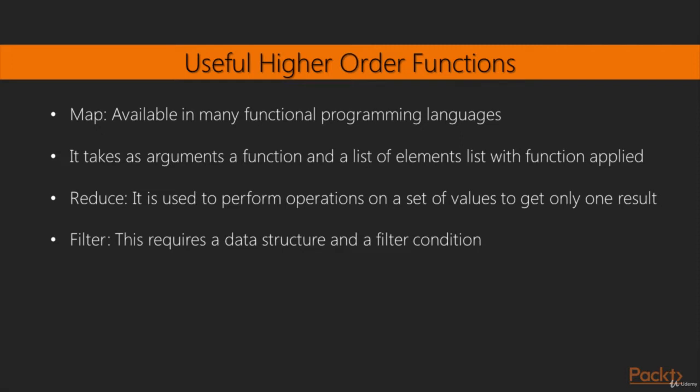2. Reduce. This is also known as fold. This requires a combining function, a starting point of a data structure, and possibly some default values to be used under certain conditions. The reduce function proceeds to combine elements of the data structure using the injected function. This is used to perform operations on a set of values to get only one result, or a smaller set of values that represents the reduction of that initial data. For example, the values 1, 2, and 3 can be reduced to the single value 6, using the criteria of sum. 3. Filter. This requires a data structure and a filter condition. This returns all the elements in the structure that match the filter condition.